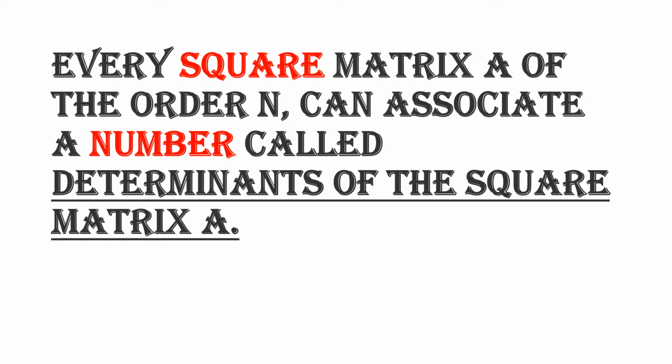Let us first understand the definition. It states that to every square matrix of order n we can associate a number, which is called the determinant of the square matrix A. I expect that you have already studied matrices, so you must know about square matrices, in which the number of rows and columns are the same. If we take any square matrix, then we can associate with it a single number, which is known as the determinant of the square matrix.